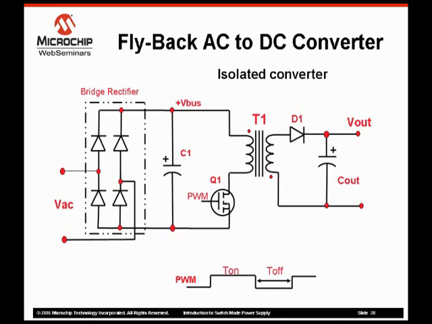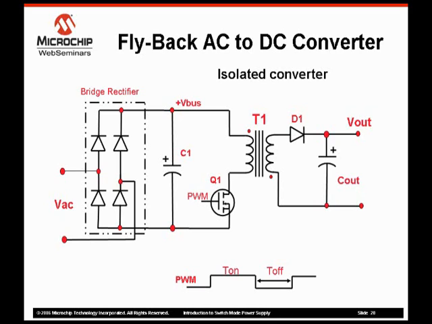When transistor Q1 turns on, the output diode will be reverse biased so no output current will flow. The transformer can only function like an inductor and store the energy in the primary winding. While the transistor is on, all of the load current is supplied by the output capacitor Cout.